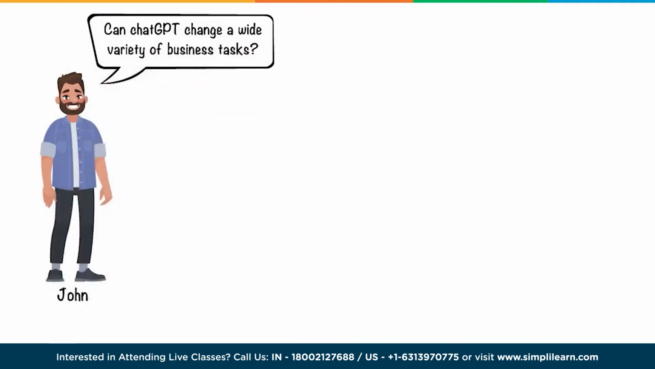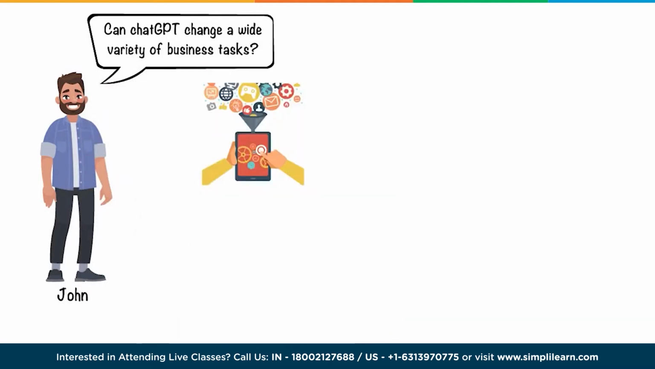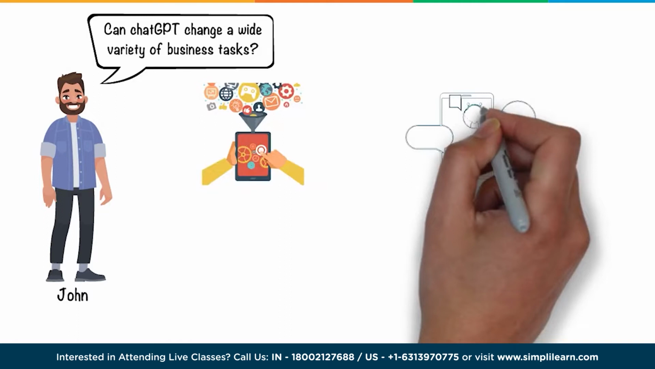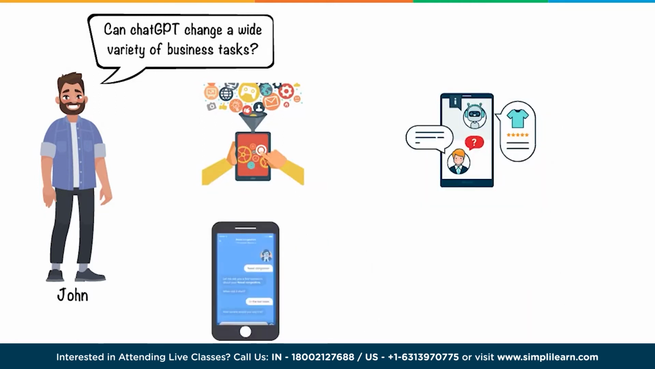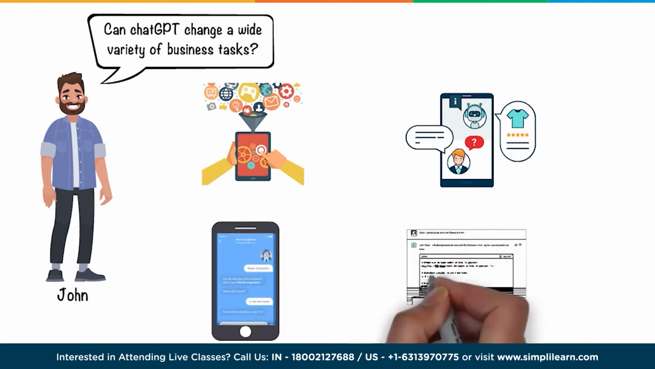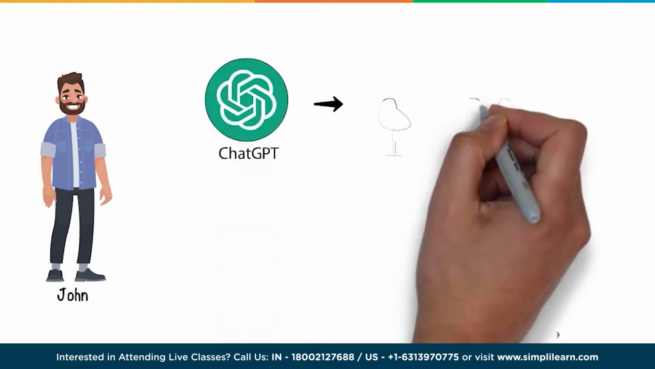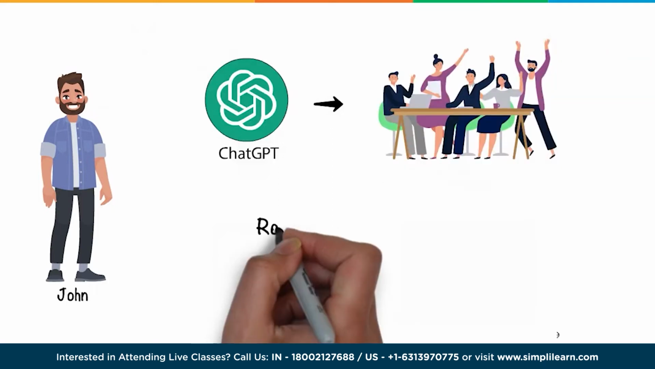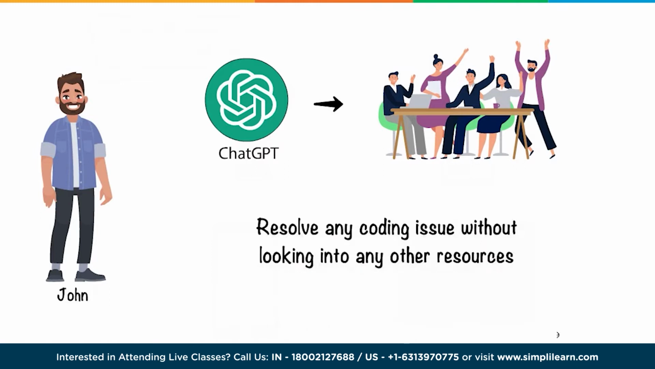John asked. ChatGPT possesses the ability to automate content creation on social media, create chatbots and e-commerce sites, provide medical assistance by acting as a symptom checker, write code, and assist a developer. Thus, ChatGPT can change the working of every industry. Now, John can resolve any coding issue without looking into any other resources.